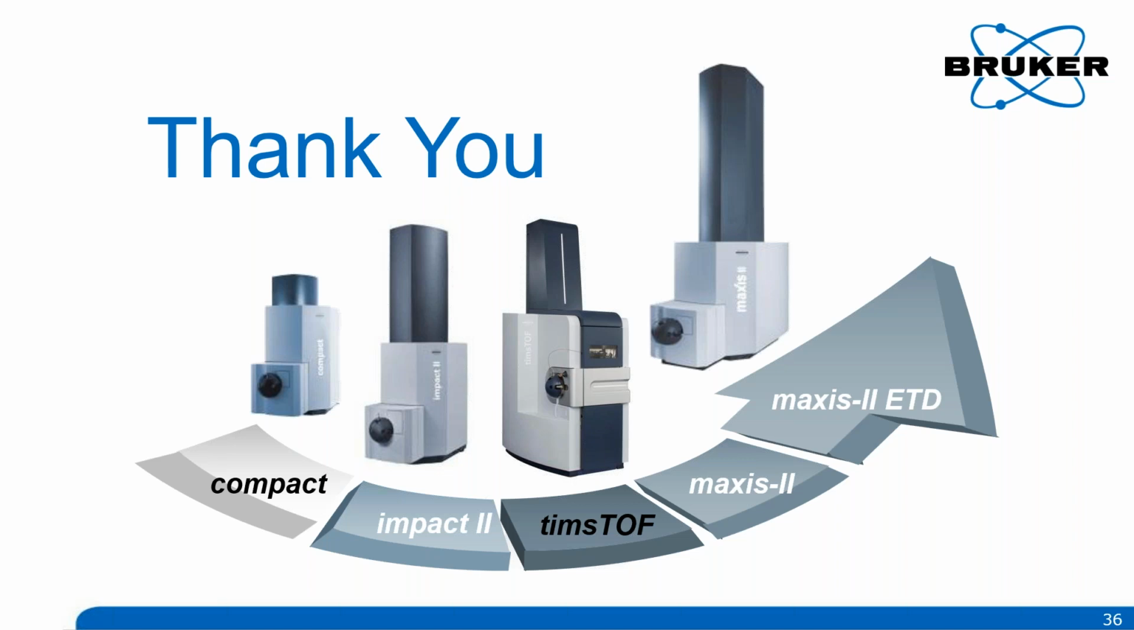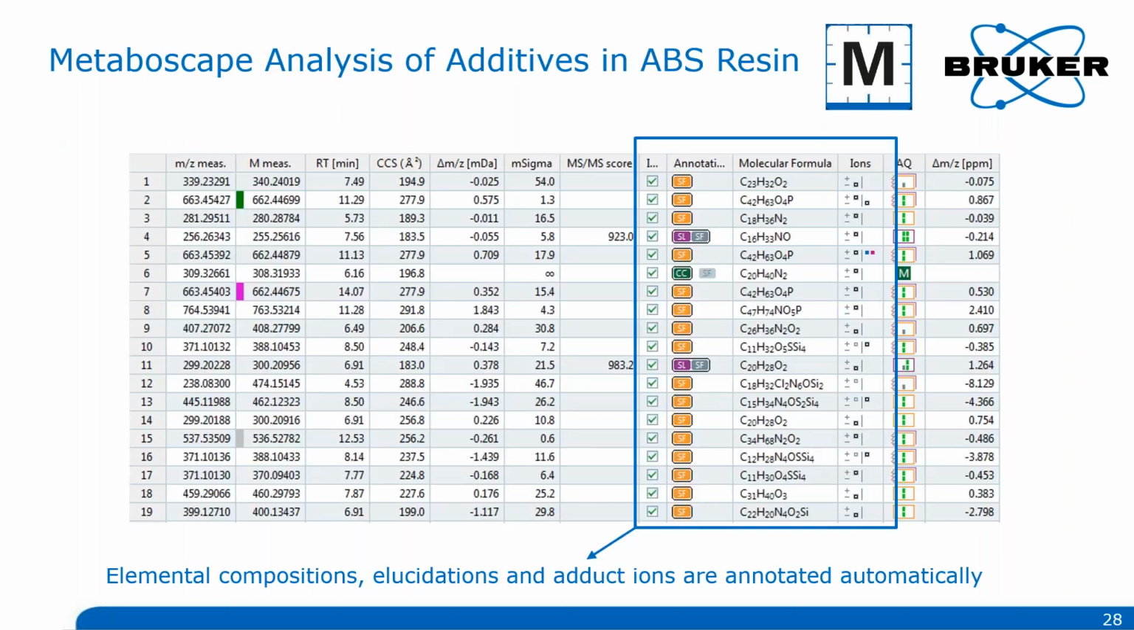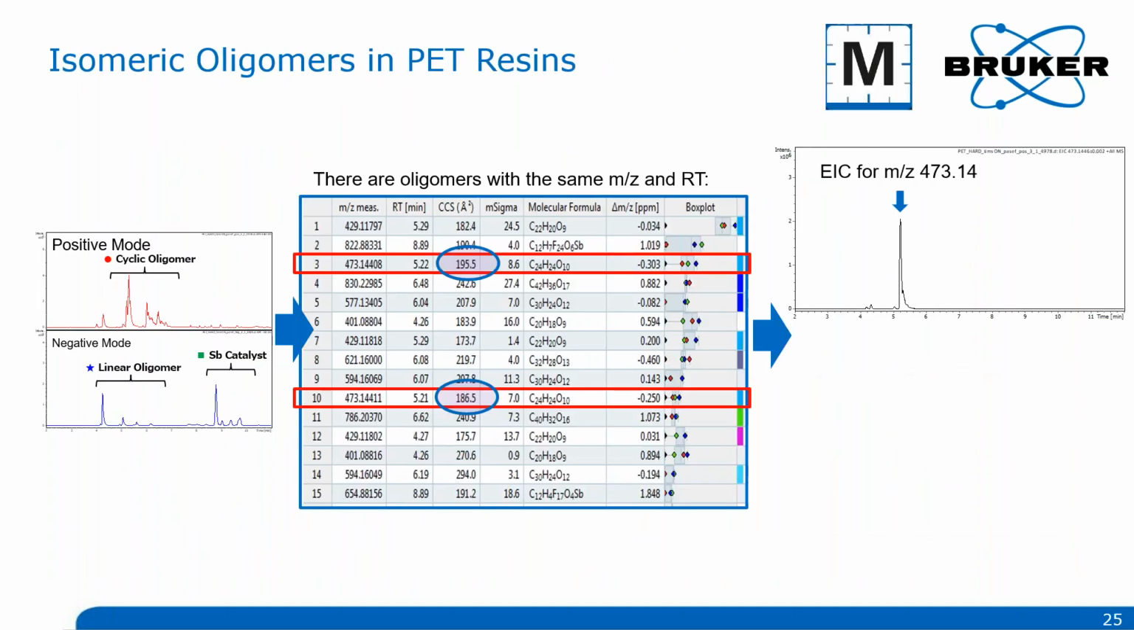Right, next question. How does the ion mobility resolution affect instruments' ability to separate different analytes? And is there any easy way to estimate it? Actually, that's a very interesting question. I'll have to go back to one of the slides. This one.